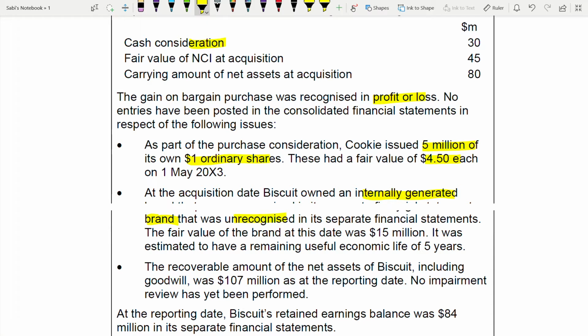Okay. But they have given you the fair value of the brand, which is 15 million. And they have given you the useful life also, 5 years. Why did they give you the economic life of 5 years? For what purpose? To find amortization. Exactly, to find the amortization.